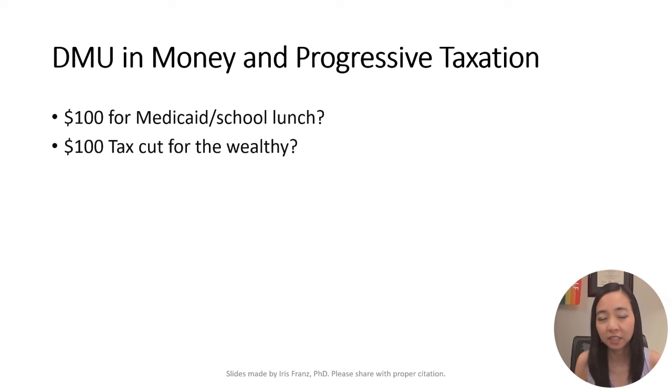That's why progressive taxation exists, allocating government funds where they have the greatest impact. An actual $100 spent on Medicaid or school lunches benefits low-income families far more than a tax cut for the wealthy, whose spending habits remain unchanged. Since money holds greater utility for those with fewer resources, progressive taxation helps direct it where it matters the most.